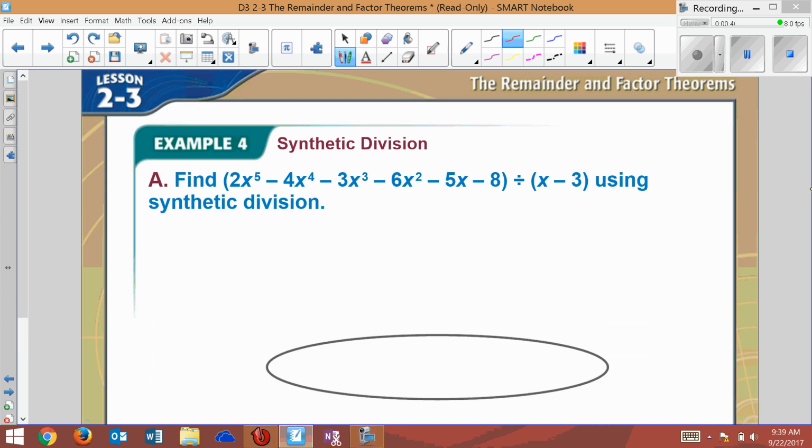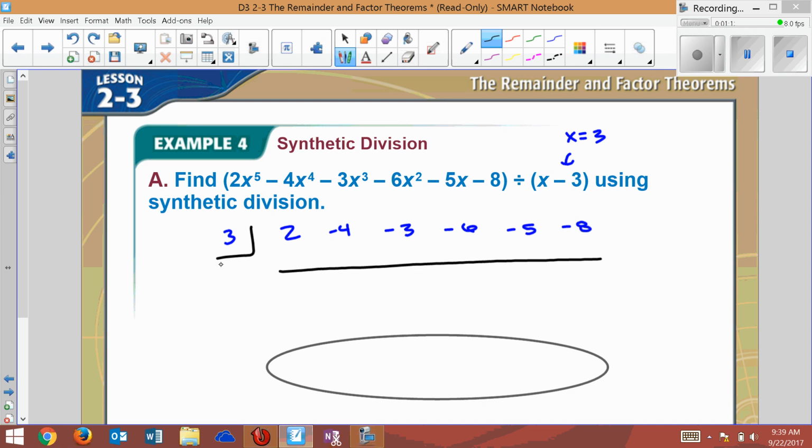This first one, what we do is we first make sure there's no powers missing, which it descends perfectly, so we don't have any powers missing. So I have 2, and I'm just writing the coefficients: -4, -3, -6, -5, and -8. Now I'm going to divide by 3, since that's what x would equal if you solved it. So I'm going to come over here, and you do a weird little box there. It's kind of like the opposite of division.